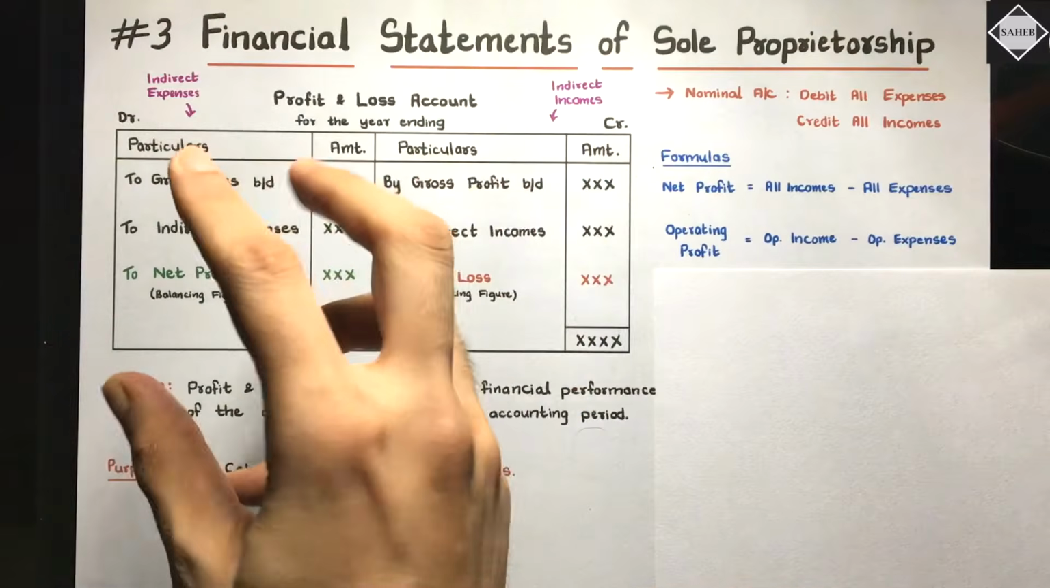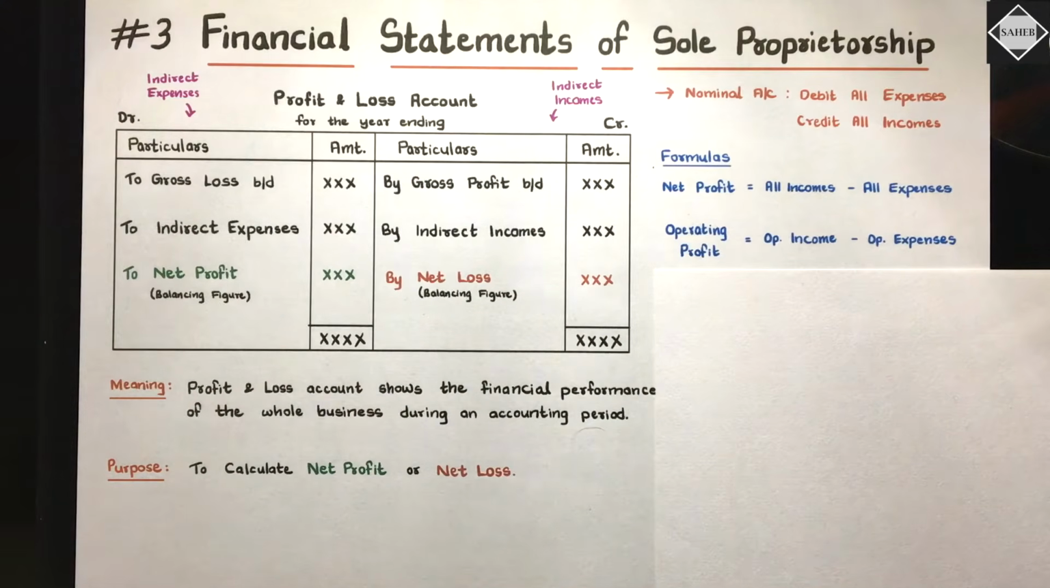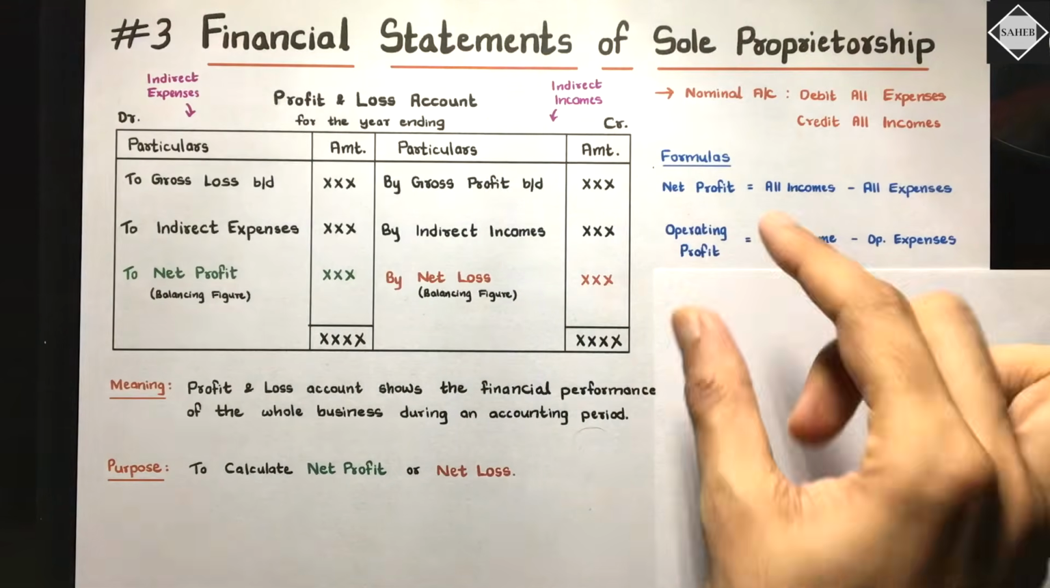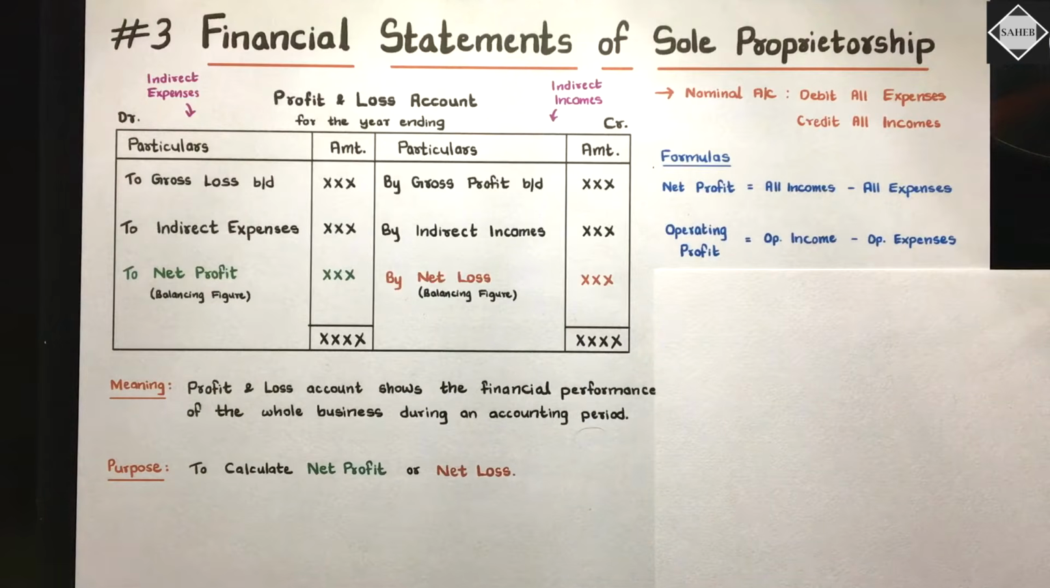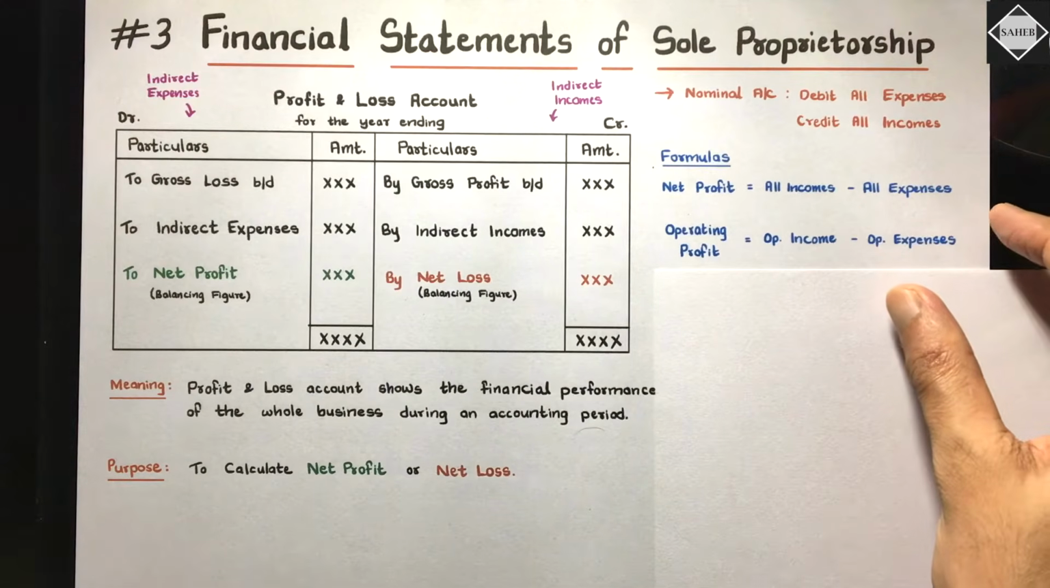So that will be operating expense and operating income, right? Because of that, whatever profit you earn will be called operating profit. So what you have to do is operating income minus operating expenses.